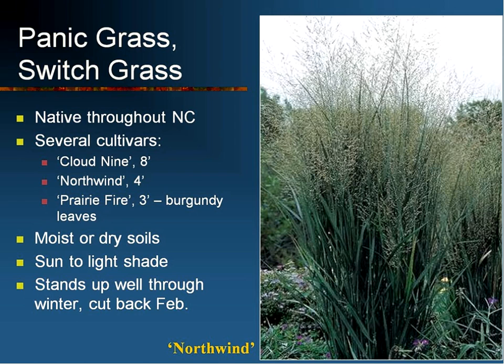And these are pretty adaptable grasses. Moist to dry soil, sun to light shade. More sun's better. It's going to stand up better. It's another good one that does well in rain gardens. And, you know, it turns completely brown in the winter, but it's kind of a golden color. It looks really nice in the winter. But you want to make sure this time of year to go ahead and cut it back.